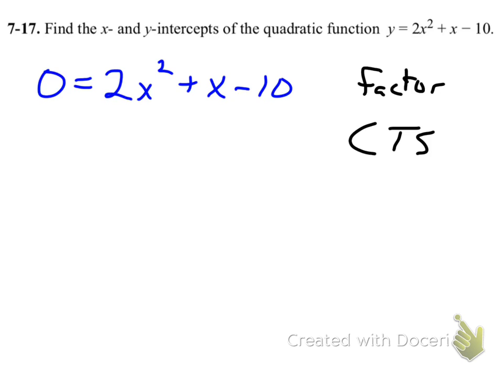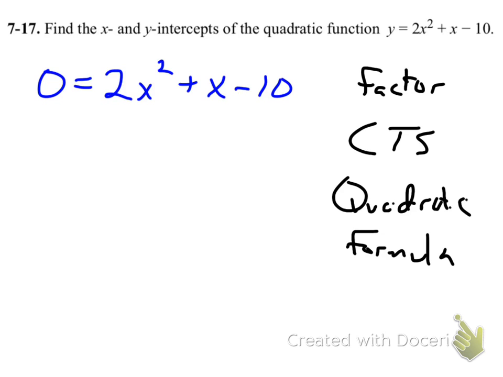I would not advise completing the square on this one because I have a 2 here and this is just a 1x. That would make it a little bit more messy. And I also could use the quadratic formula. So I'm actually going to do it both ways, factoring and the quadratic formula. If you want to take a look at either of those, fast forward or whatever you need to do.